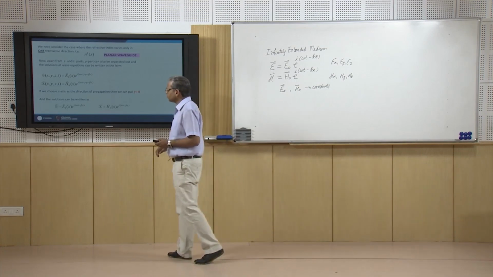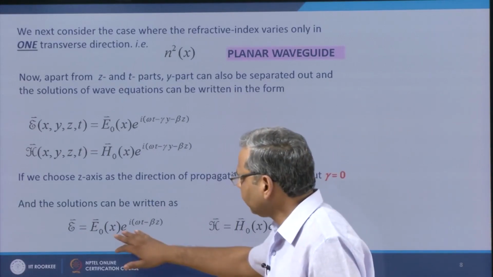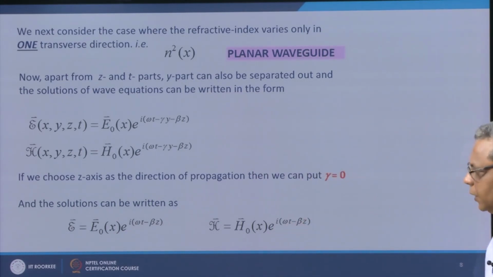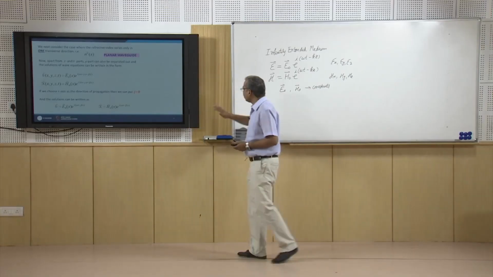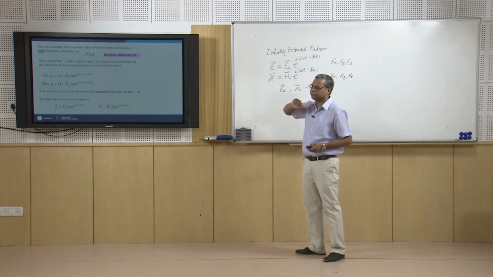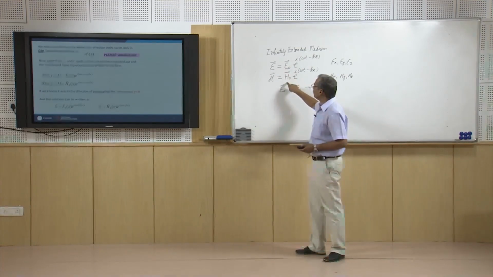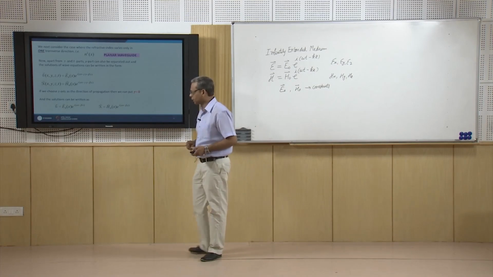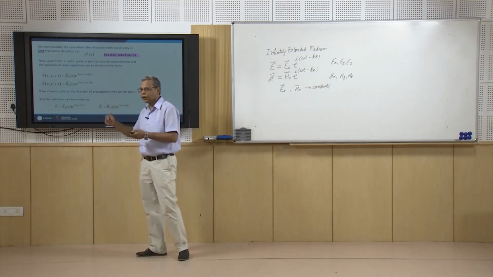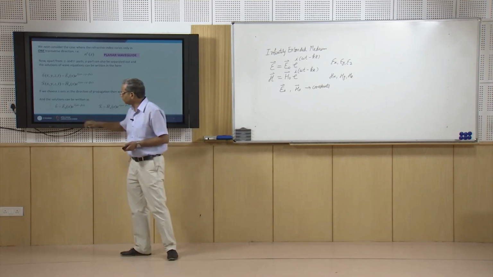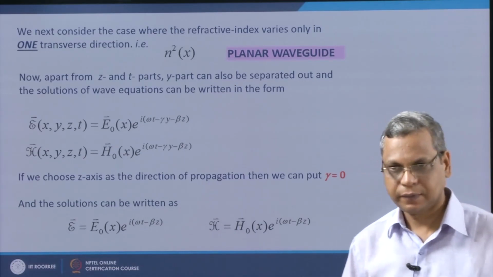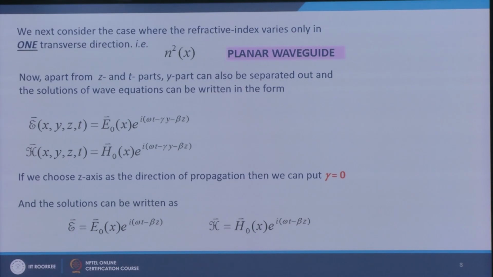Then I can write the solutions as E 0 of x e to the power i omega t minus beta z and H 0 of x e to the power i omega t minus beta z. So, I have got a similar form of solution, but it is not the same. Here E 0 and H 0 are constants, here E 0 and H 0 are functions of x, and these functions I now want to find out. I need to find out how E varies with x and how H varies with x. That is what I need to know, and they will give me the modes.